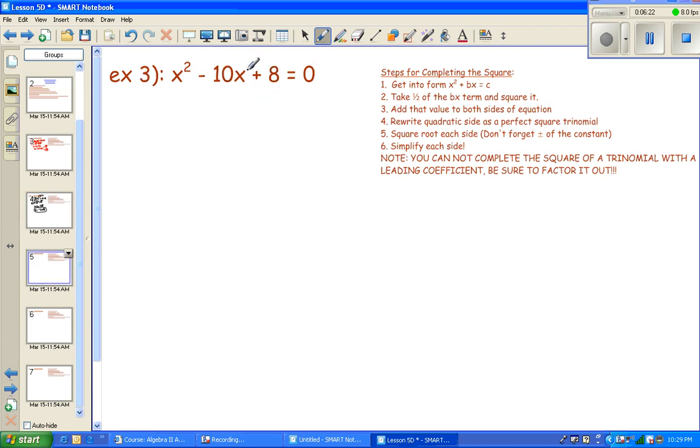Okay, let's try it out again. We want to get this constant over to the other side. So we have x squared minus 10x, and then we're going to have a negative 8 over here. Okay, take half of your negative 10, which is negative 5. Squared is going to give you 25. If we add 25 to the left, you want to make sure you add it to the right as well.